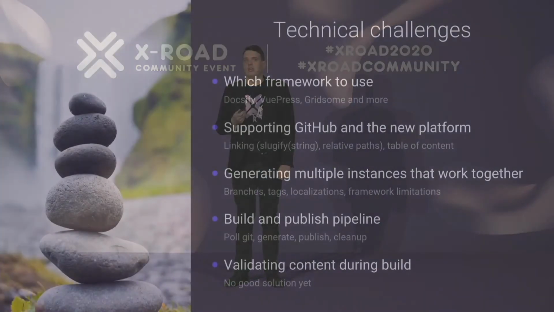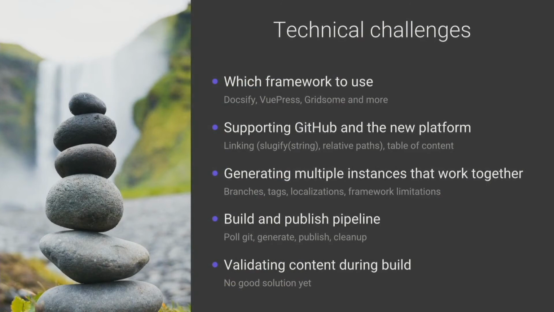Thirdly, here we have generating multiple instances that work together, and this is a bit of a framework limitation at this point. VuePress is great for generating one instance or one version of the documentation that has different localizations, but we found that it is a bit difficult to generate multiple different versions, so based on different tags and branches. So we actually ended up writing our own script that calls on the VuePress build API and actually generates different localizations and versions based on the branches and tags that we have in GitHub, as well as the localization configurations.